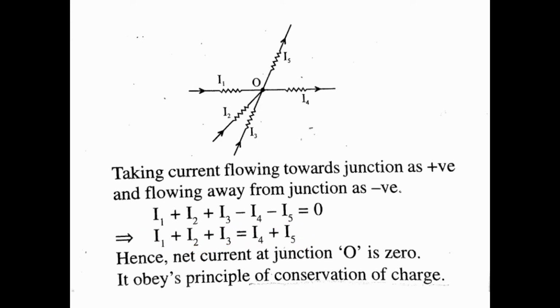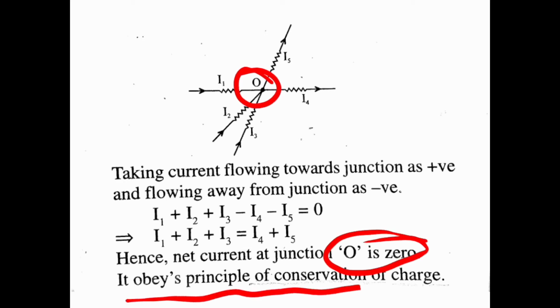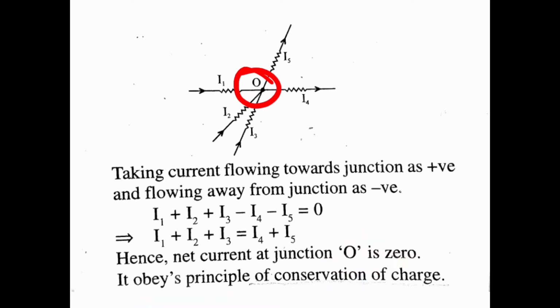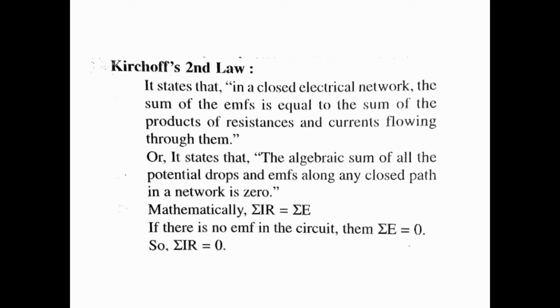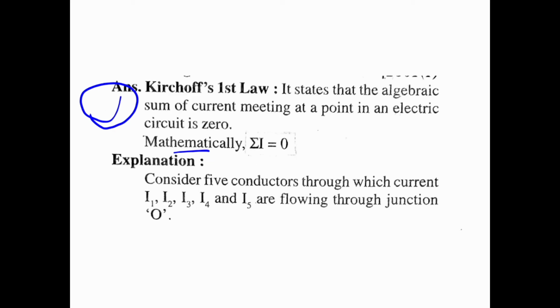Hence this is the junction point. So hence we can write the net current at junction O is 0. It obeys the principle of conservation of charge. It obeys the principle of conservation of charge. This is Kirchhoff's first law.